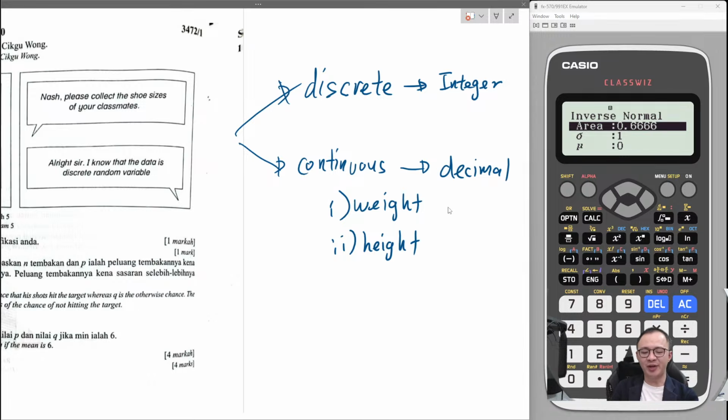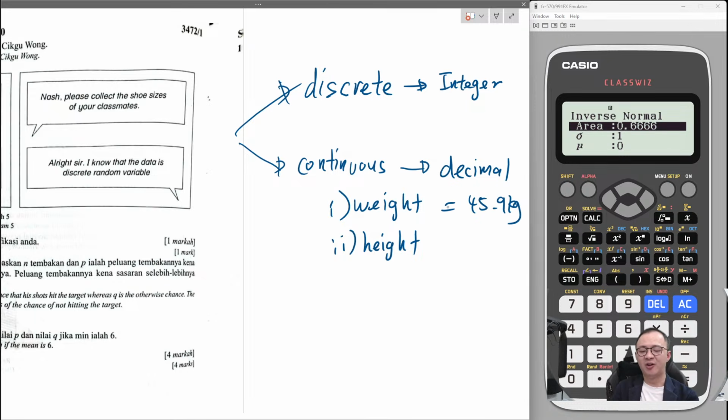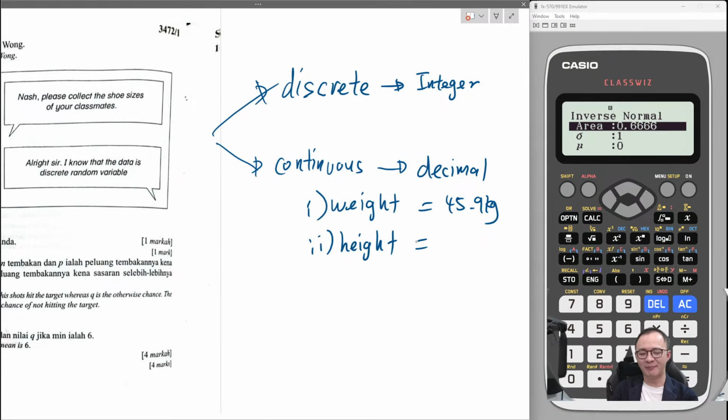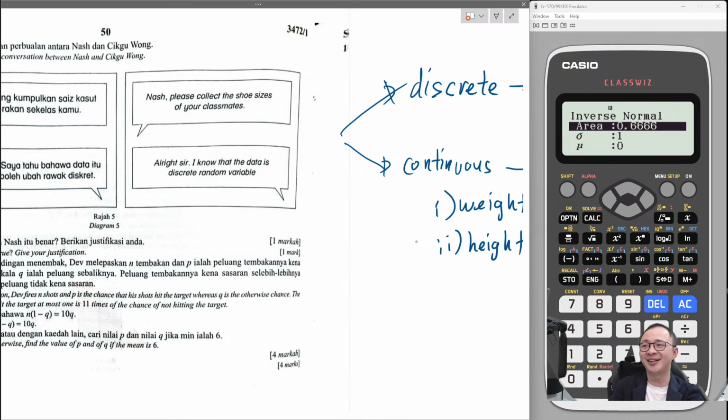So this one, your weight, you can have decimals, isn't it? Like 45.9 kg or 49.8 kg. Like height, you also can have 171.22 centimeters. Okay, but however, for shoe size, if you have bought shoes before, you know it has decimals, isn't it? Because for shoe size we can buy 8 or 8.5.